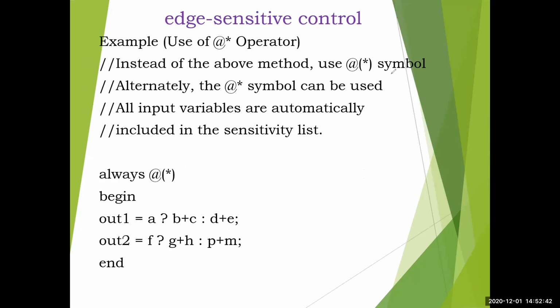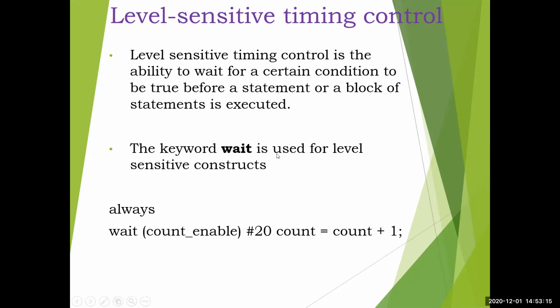Instead of the above method, use the star symbol. Alternatively, this symbol can be used. All input variables are automatically included in the sensitivity list. By default, whatever you have declared as input will come and sit over here. So you can write just star, or in brackets you can write star. Normally brackets are used with always. It is simple, no need to write multiple ors. So this is edge sensitive control. This is the same program, just with star written. Hope it is clear.